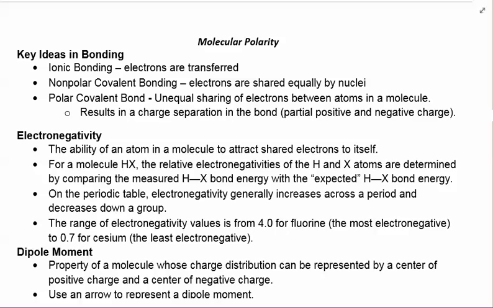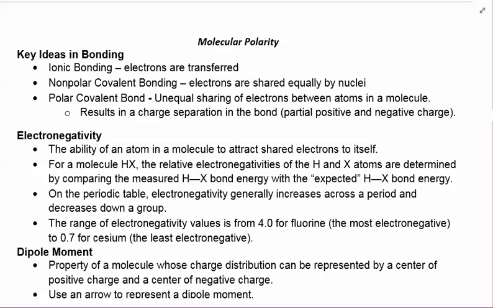If you're thinking of this in terms of, let's say, sharing a candy bar, what this is implying is that if you're sharing it with another person, both people get equal pieces. So the electrons are spending an equal amount of time with all of the atoms in the compound. Polar covalent bonds are unequal sharing of the electrons in the molecule.